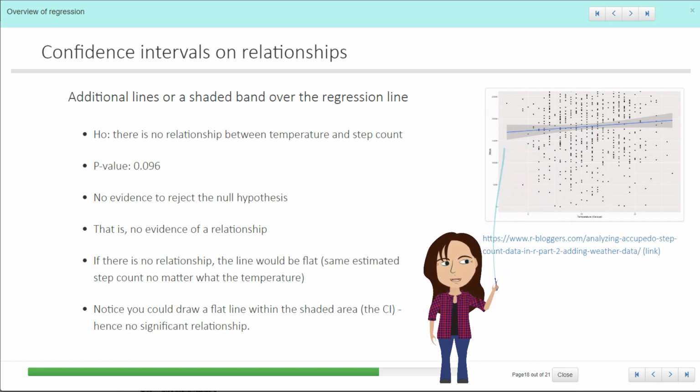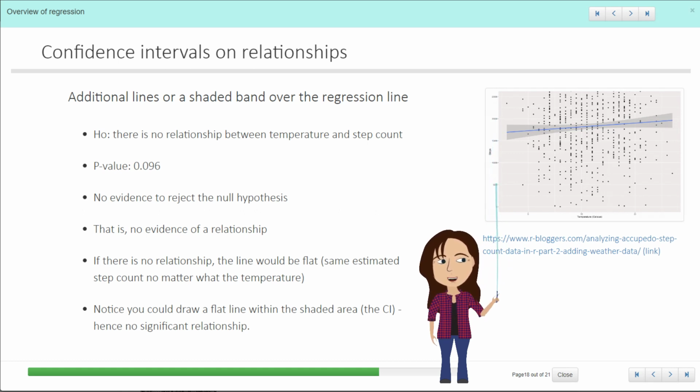This particular example was from a blogger who wanted to look at his step counts in relationship to the weather, and he wanted to know, did he actually take more steps if the weather was good? And so what he's got along here is his step count. You can click through that link if it's too small to see there. And the temperature on the x-axis, and then his step count on the y-axis.